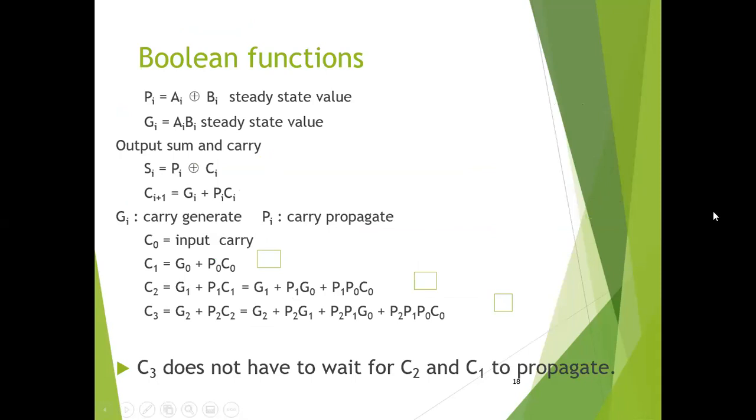Gi is the carry generate, Pi is the carry propagate, and C0 is the input carry. From these equations, we can easily find out that when we put the 0 state, C1 will be equal to G0 plus P0 C0. We can say that G is called a carry generate, and it produces a carry 1 when both Ai and Bi are 1, regardless of the input carry.